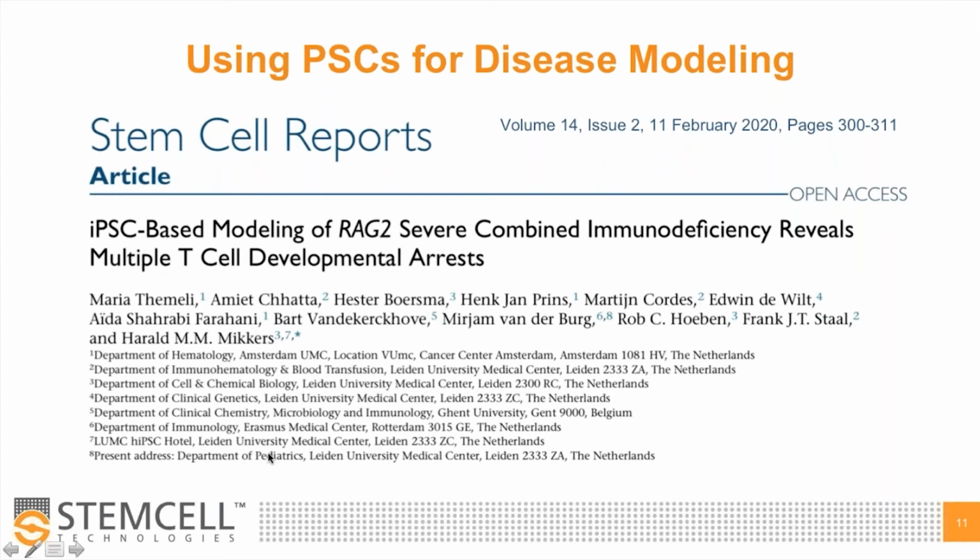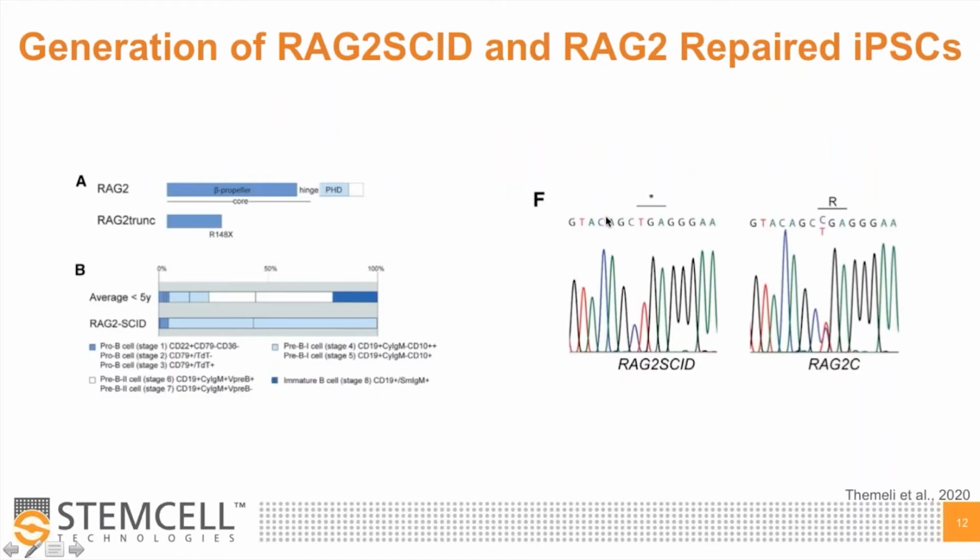The first paper, as I mentioned, is by Maria Themeli from 2020, using the RAG2 gene to model severe combined immunodeficiency, or SCID. At the top here is RAG2. It consists of a core element with a hinge and a plant homology domain. This protein is essential, as part of a complex, to recombine the T cell or B cell receptor locus. In this case of SCID, there's a point mutation causing an early stop codon, and so truncation of the protein, and there's basically no function left.